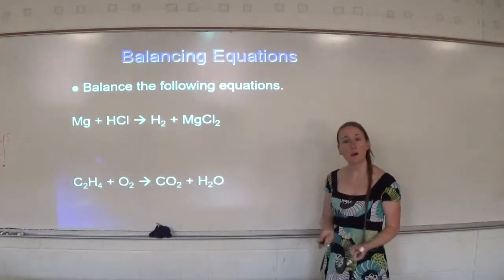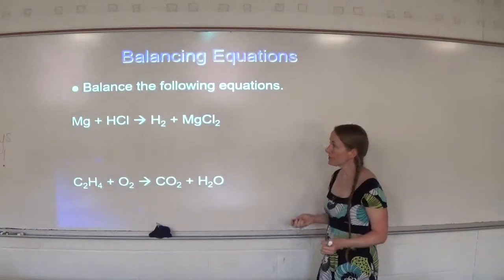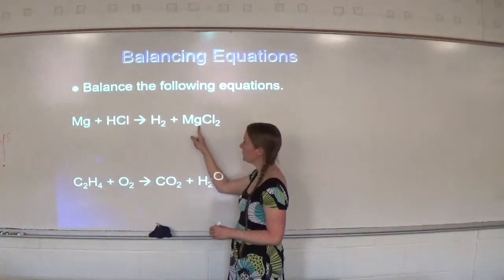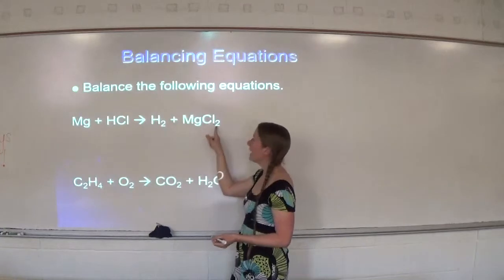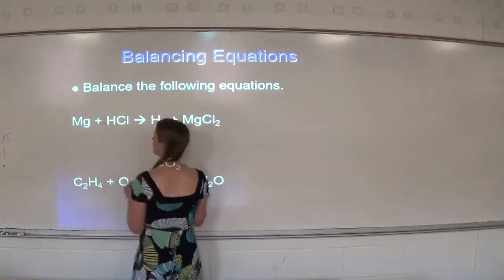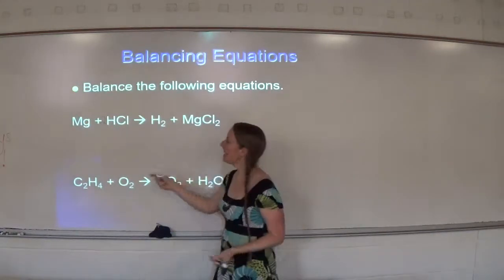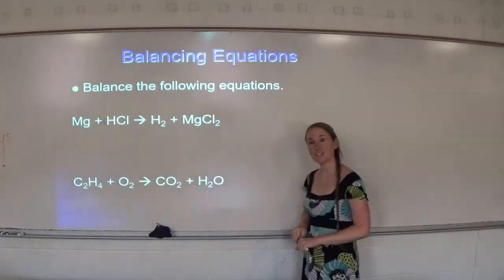Alright, so maybe pause the video and try these 2, and then we'll look at them together. So let's look at our first one. So we have Mg, one of them, and we have 1 Mg, so that's perfect. Alright, we have 1 Cl, but here I have 2 Cls. So I need to put a 2 over here. So see, now I have 2 Cls, 2 Cls. And then last, I have 2 hydrogens and 2 hydrogens. So hopefully you got that one right.